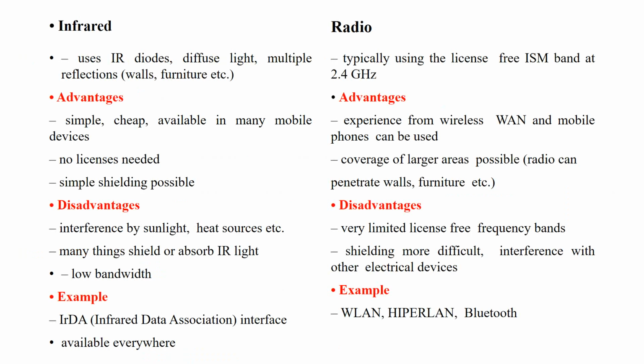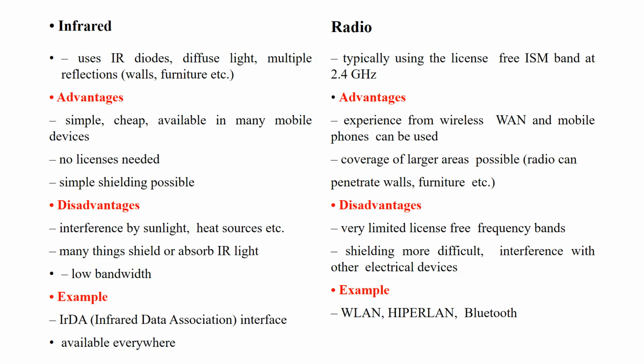So the screen shows you the comparison of infrared and radio, a very important topic which is usually asked in university exam questions. So, just a short comparison between infrared and radio. As stated earlier, infrared utilizes IR diodes, diffuse light, and multiple reflections. Some of the advantages of infrared are that it is simple, cheap, and available in many mobile devices. And here no license is required.